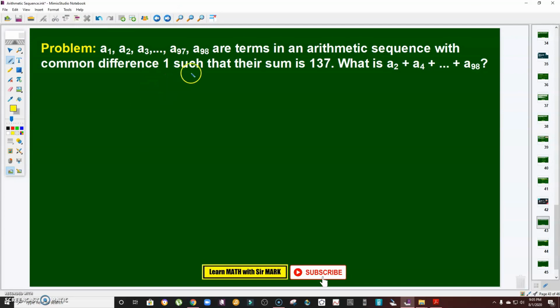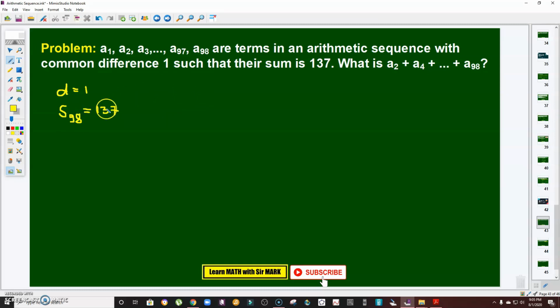Okay, so here's the problem. A sub 1, A sub 2, A sub 3, up to A sub 98 are terms in an arithmetic sequence with common difference 1 such that their sum is 137. The question is, what is A sub 2 plus A sub 4 plus and so on plus A sub 98? So there are 98 terms in an arithmetic sequence with common difference 1, and the sum of those terms is 137. That is, S sub 98 is 137.